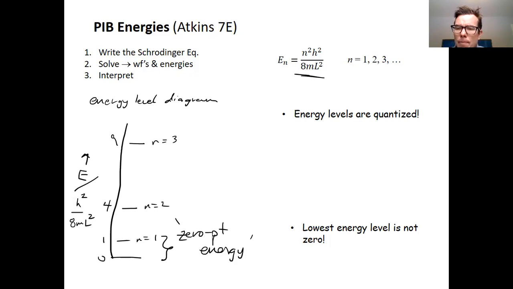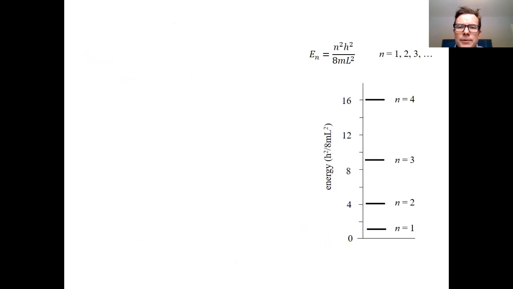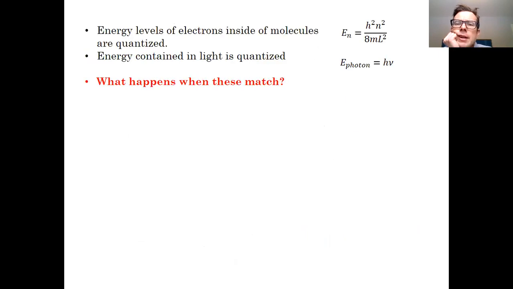Okay. Two more important points about energy. I just told you that the energy levels of electrons inside of molecules are quantized, right? Given by this formula here. We also know from Einstein that the energy contained inside of light is quantized. It only takes on certain values. This is Einstein's equation, E equals h nu. What happens when these two match?